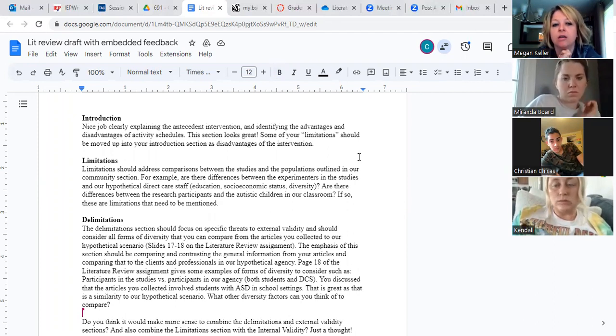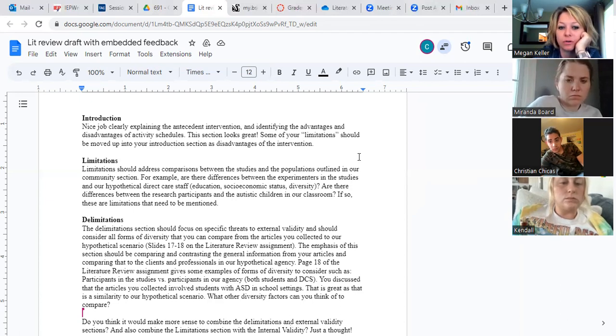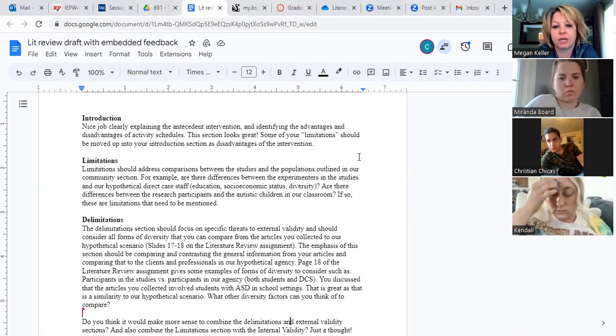Slides 17 and 18 of the lit review will provide some clarity as it relates to this section, focusing on comparing and contrasting the general information from the articles with the clients and the professionals or paraprofessionals in our hypothetical agency. Page 18 will provide some examples for you to reference as it relates to diversity. Like we touched upon in the limitations, the participants in the studies versus our staff, and predominantly contrasting, but still trying to draw some comparisons. Obviously, thinking about the articles, the students with ASD in school settings is a great similarity, and then any other diversity factors for which we might be able to make that comparison.